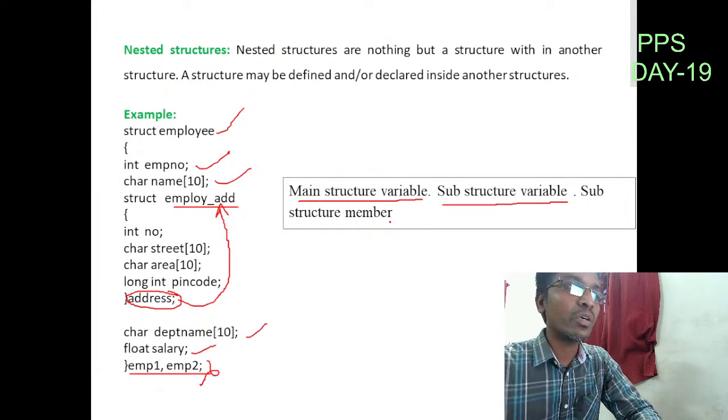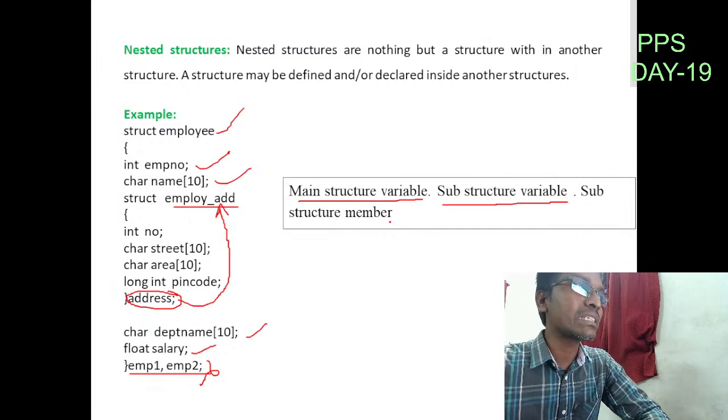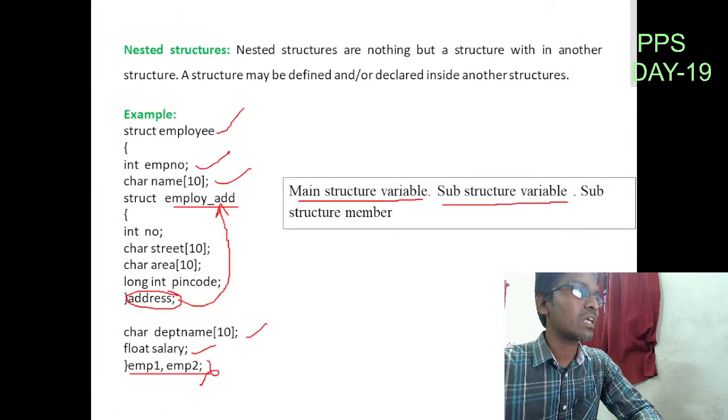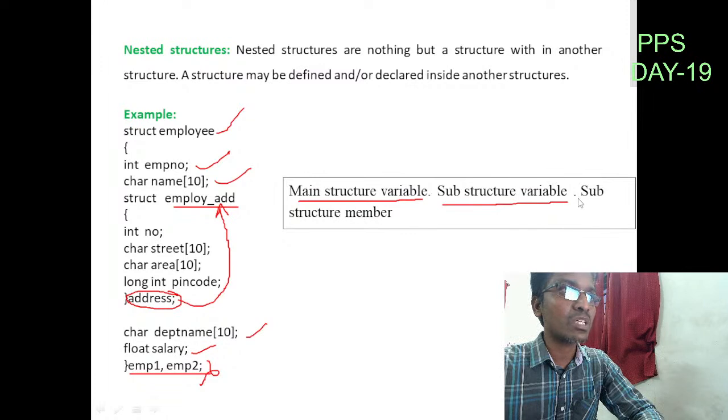You already know how to access the main structure members. Like in all the previous examples, using a structure variable followed by dot operator and followed by structure member, you can access the main structure variables. Whereas now here I am going to use a substructure. If you want to access the substructure members, then you have to use this syntax: main structure variable dot, followed by substructure variable dot, and followed by substructure members.